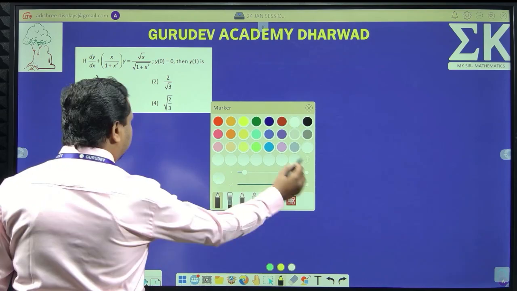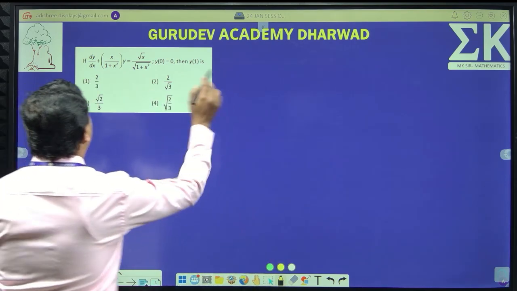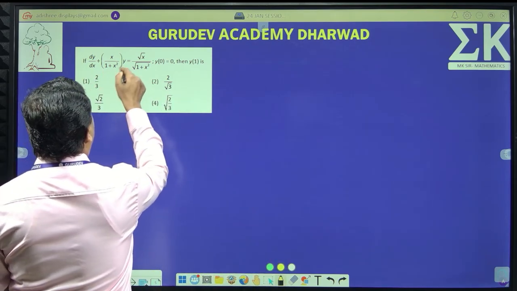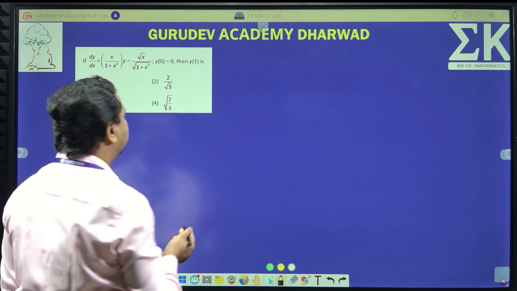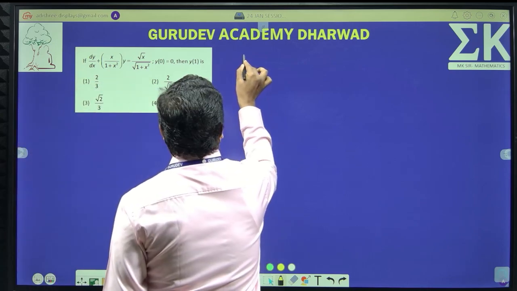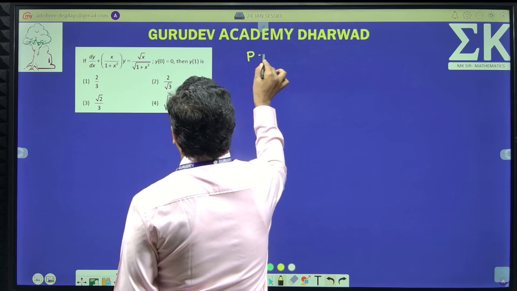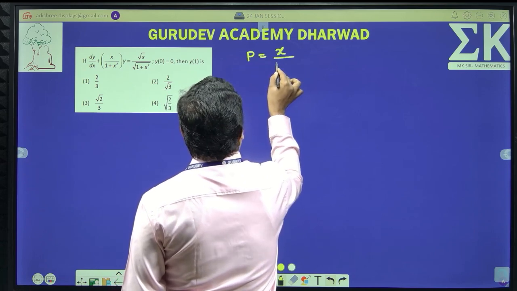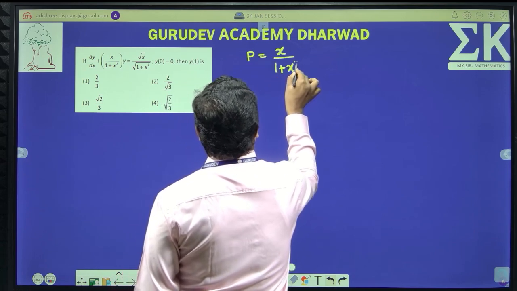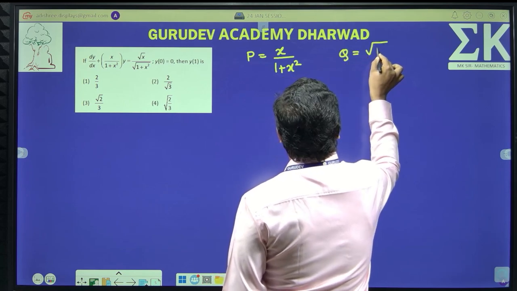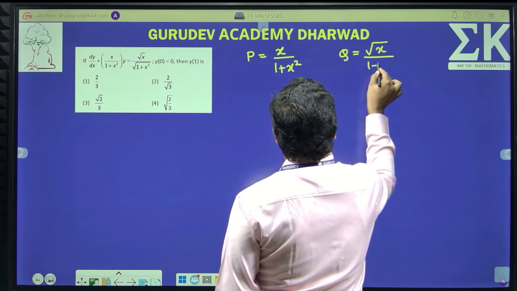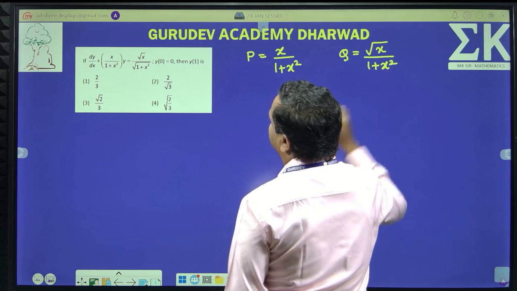So, we have dy by dx plus x divided by 1 plus x square into y is equal to root x divided by 1 plus x square. Of course, it is in the standard form of a linear differential equation. So, p is equal to x divided by 1 plus x square. And q is equal to root x divided by 1 plus x square, right.